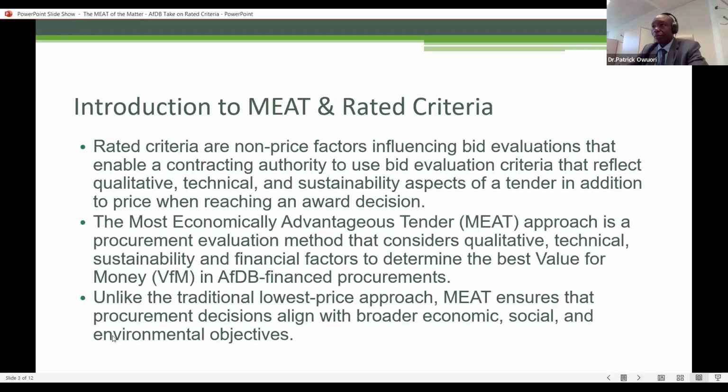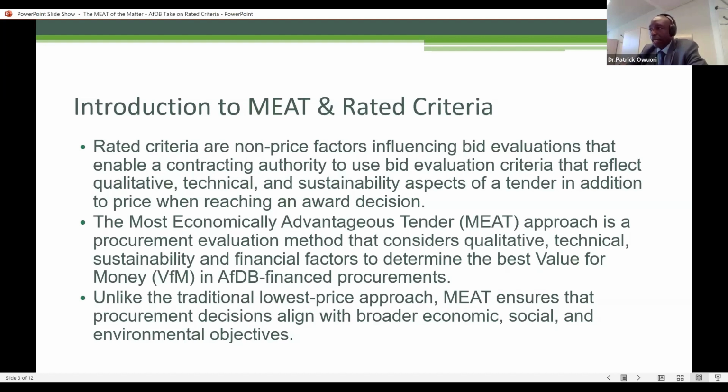So rated criteria, as has been highlighted, is about looking at non-price factors that influence bid evaluation. So it helps any contracting authority to be able to evaluate bids for aspects that require a qualitative approach. Things like technical issues and sustainability aspects, for instance, are normally key candidates when you're trying to use qualitative criteria in the evaluation of bids. And this is because these are aspects that we normally ask people to provide proposals for.